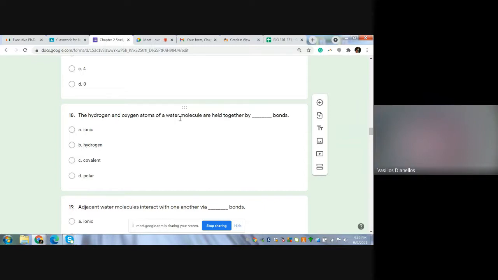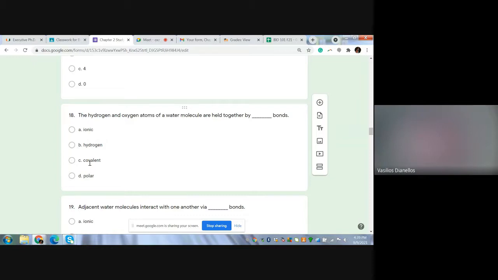So we're talking about one water molecule. So what's holding the hydrogen and the oxygen together? Covalent bonds. It's covalent bonds that keep one water molecule together. The hydrogen is covalently bonded to the oxygen, which is covalently bonded to the other hydrogen. So the answer to number 18 is C, covalent.